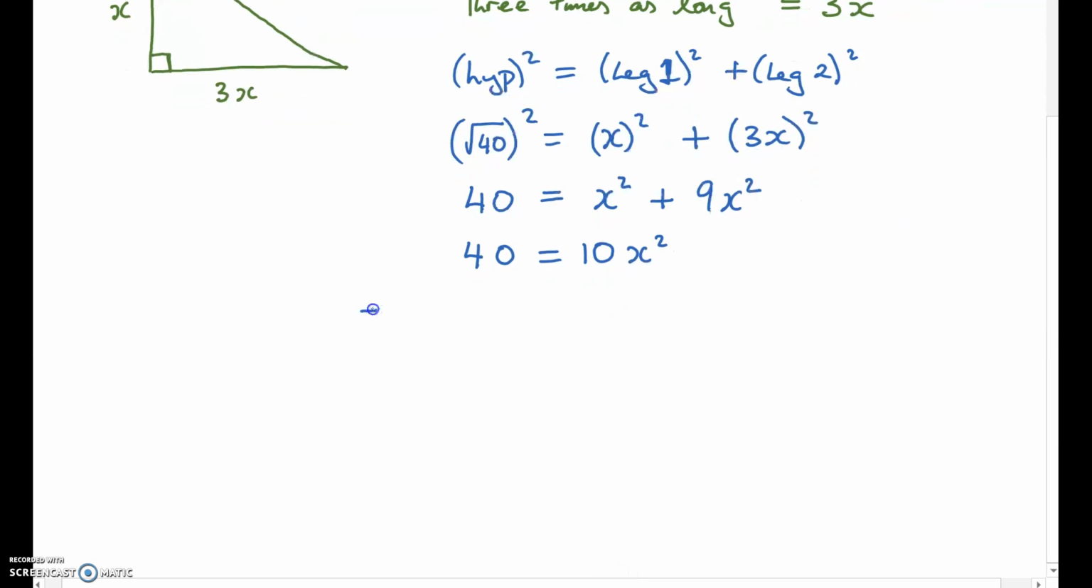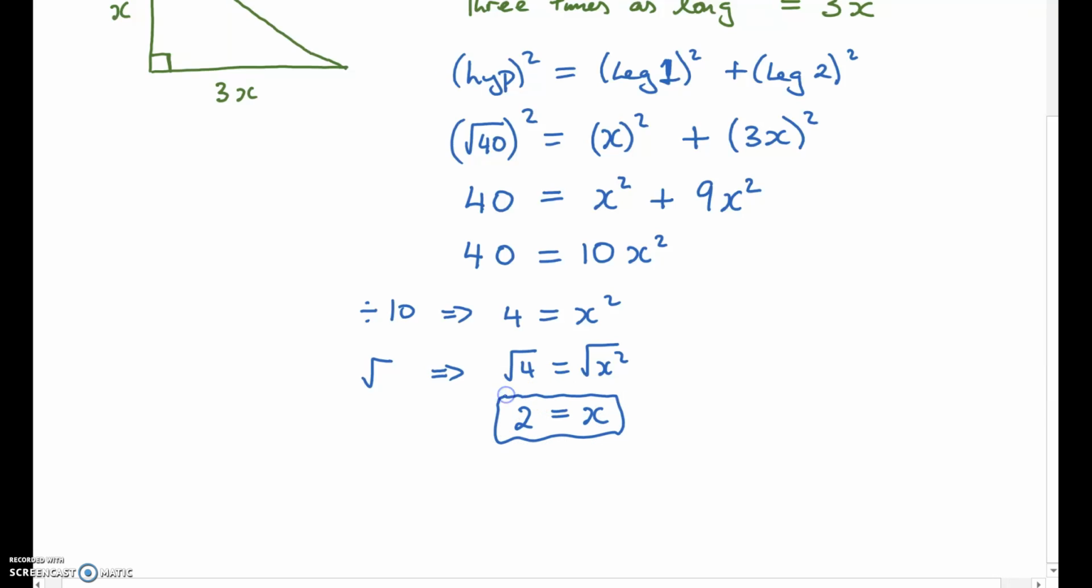And then we can divide by 10. And if we divide by 10, we get 4 is equal to x squared. And then to get rid of the square, we take the square root. So the square root of 4 is equal to the square root of x squared. Well, the square root of 4 is 2. The square root of x squared, the square root and the square cancel each other out. And you get 2 is equal to x.